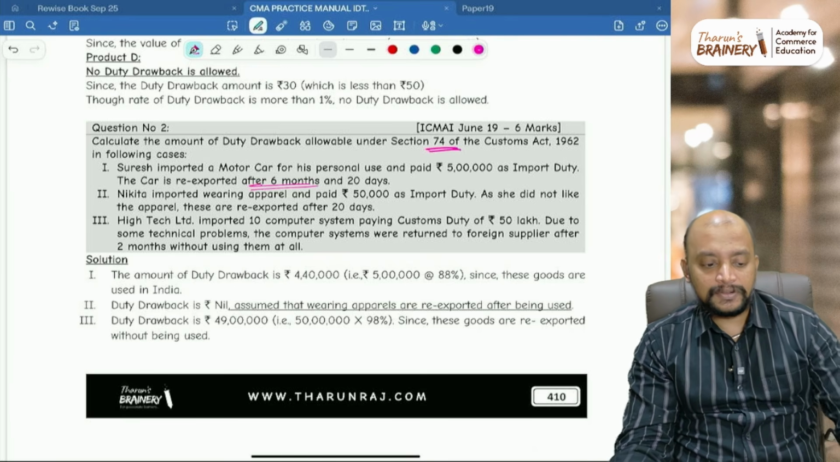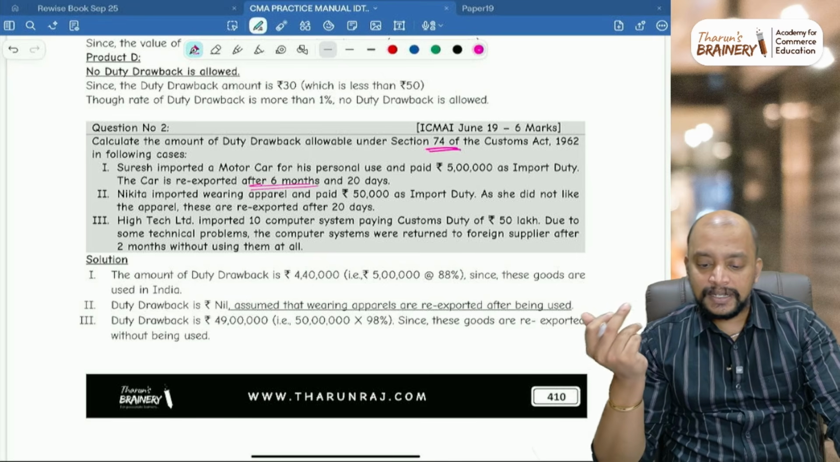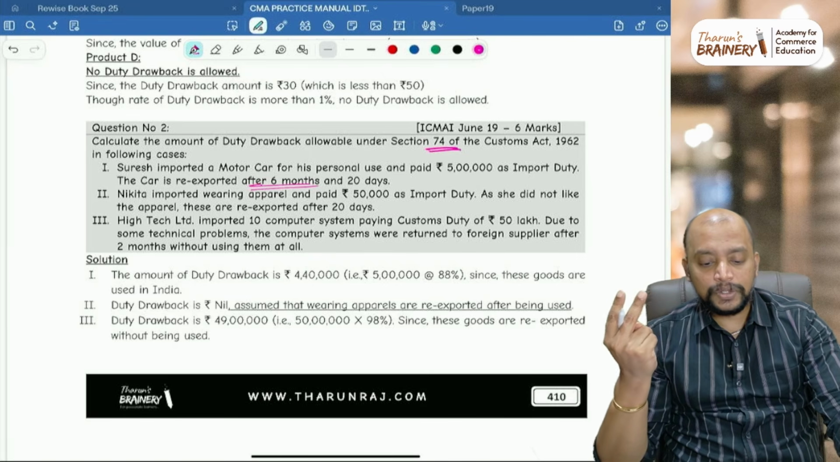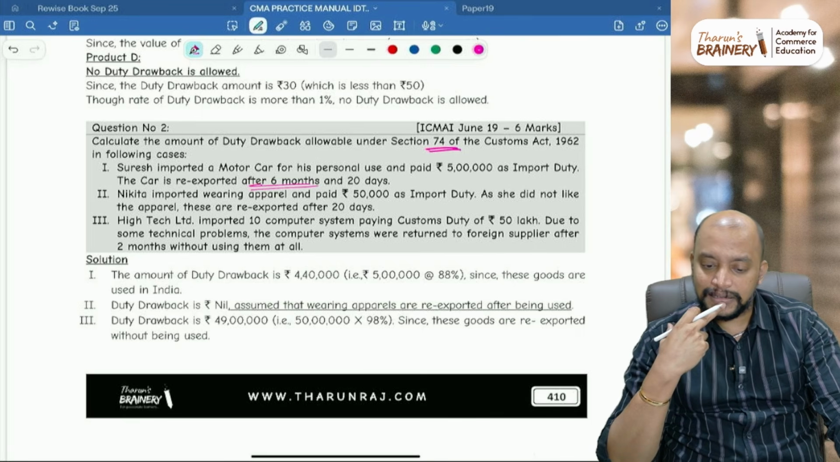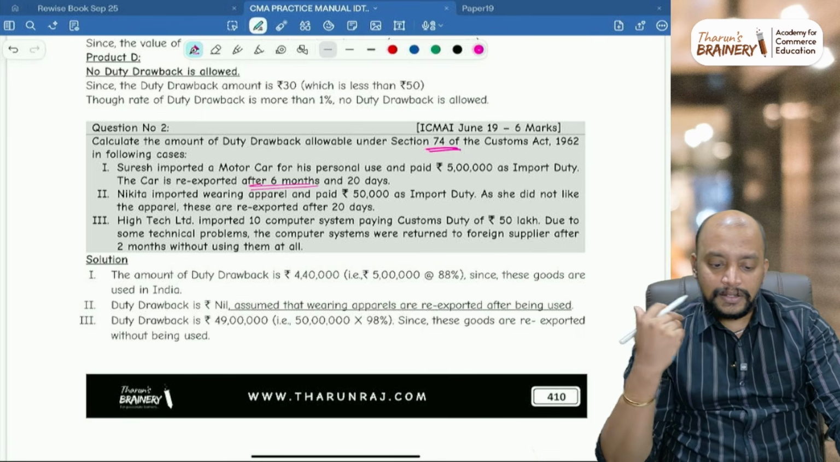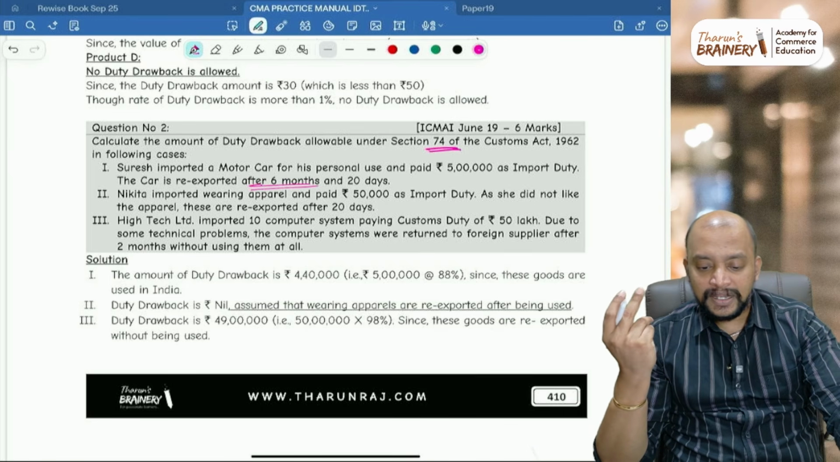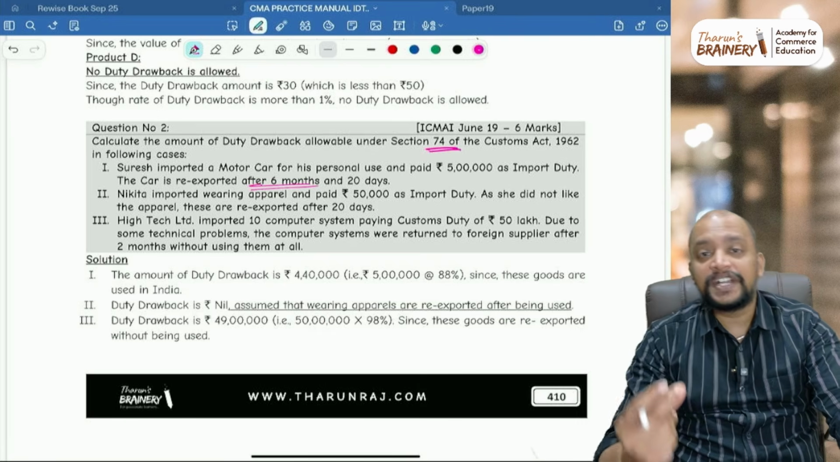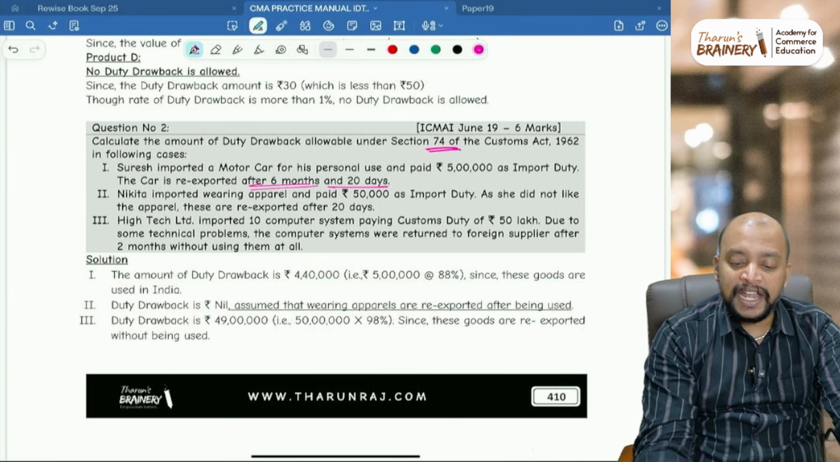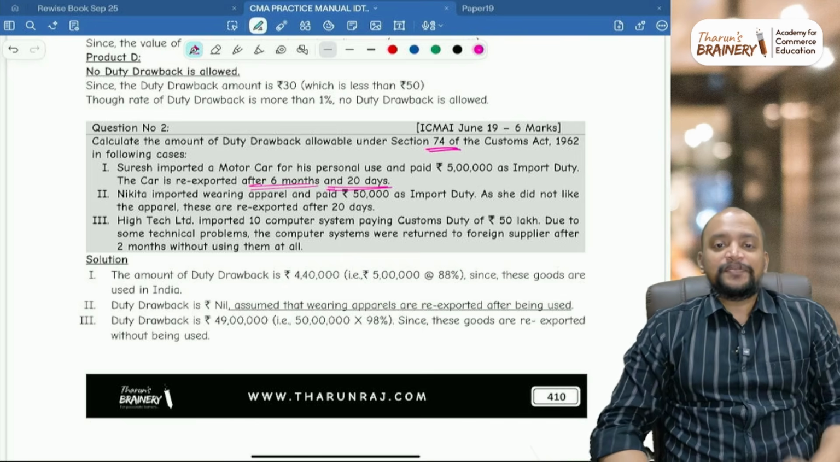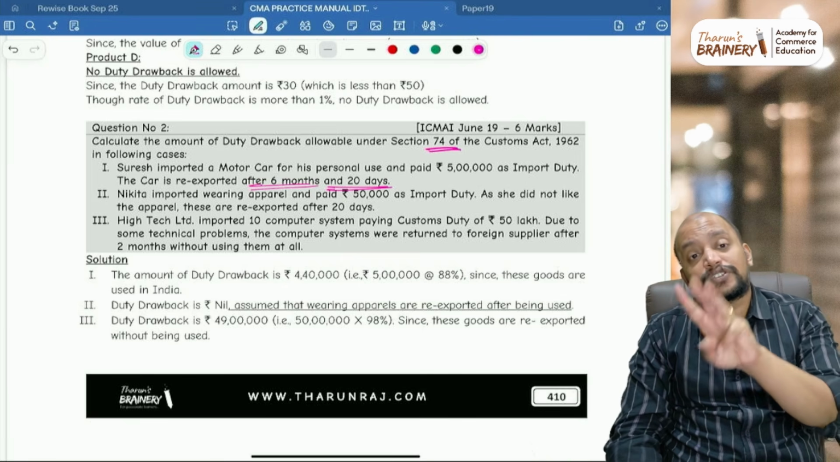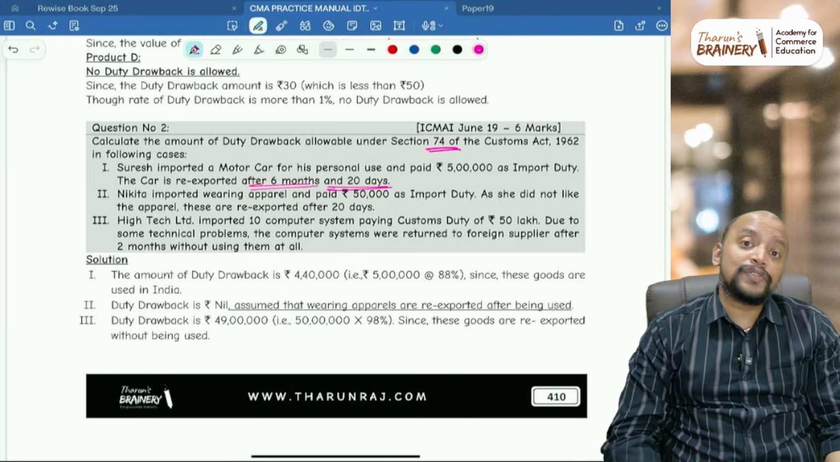4% per quarter. 6 months means 2 quarters, correct? Suresh imported the car and re-exported after 6 months. For every quarter or part thereof in the first year, it will be 4%. So 4 plus 4, 8. But 20 days we missed, and 20 days is 1 quarter. 6 months and 20 days, so 3 quarters. 3 into 4, 12%.